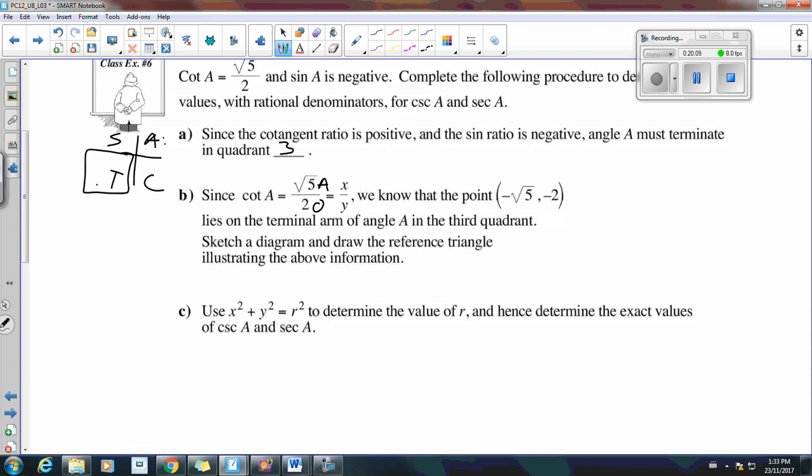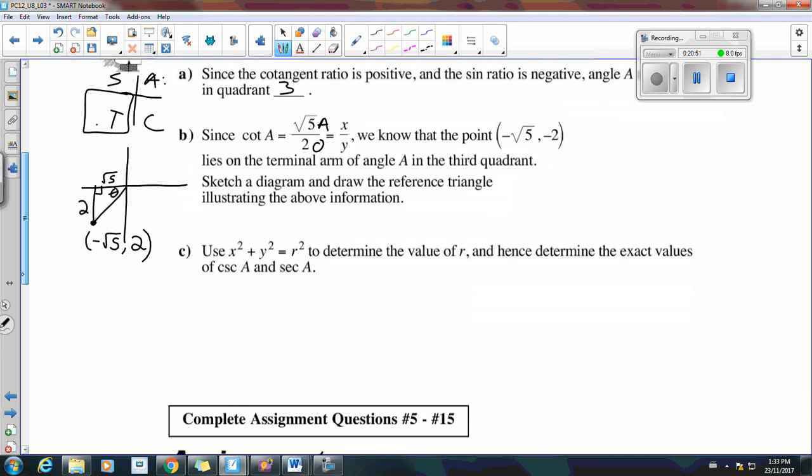So if we're drawing this in a diagram, I'm always going to make a triangle with the x-axis. This is my reference angle. I now know that the adjacent side is root 5 and the opposite side is 2. What this also tells me is that this point here is (negative root 5, 2). So use x squared plus y squared equals r squared to determine the value of r, and then we'll determine all the ratios.